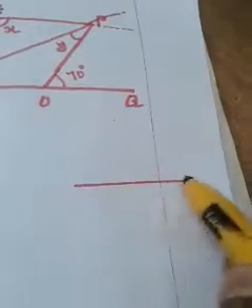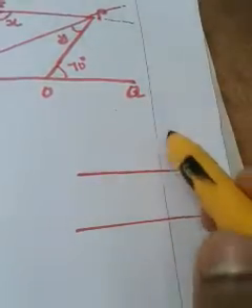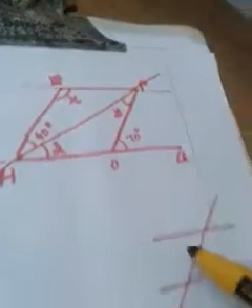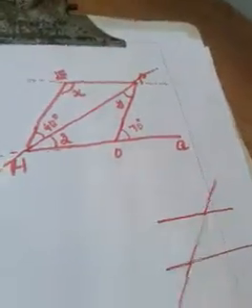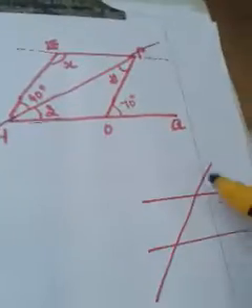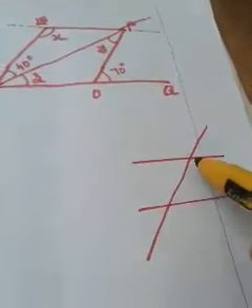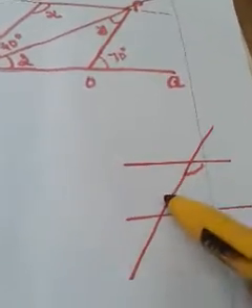See, so the case will be like this. Both lines are parallel and this is a transversal. See, suppose this line and this line are parallel, and this is a transversal. Just like this is a transversal, and we know that the angle formed here and this angle are equal.